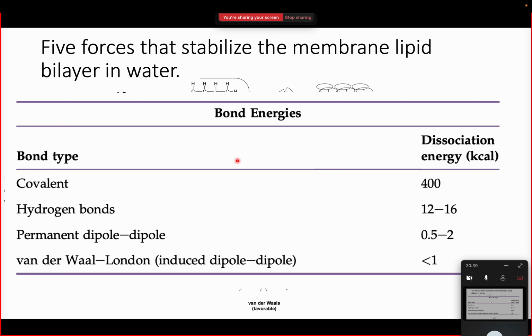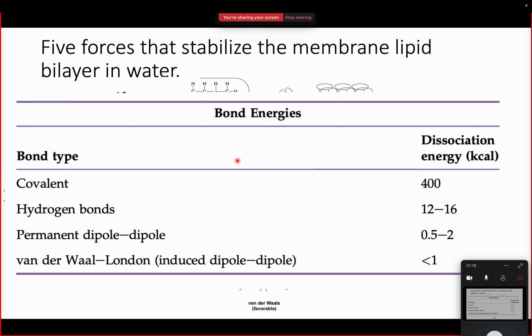If we look at a hydrogen bond, it is 12 to 16 kilojoules. Permanent dipole, those polar head group interactions, are 0.5 to 2. On the other hand, the interaction energy for van der Waals force, or van der Waals type of bond, is less than 1 kilocalorie. Hence, the majority of the interactions stabilizing the membrane come from van der Waals interactions or hydrophobic interactions. Though their dissociation energy is very low, one can again argue, how are they stable at the end of the day?